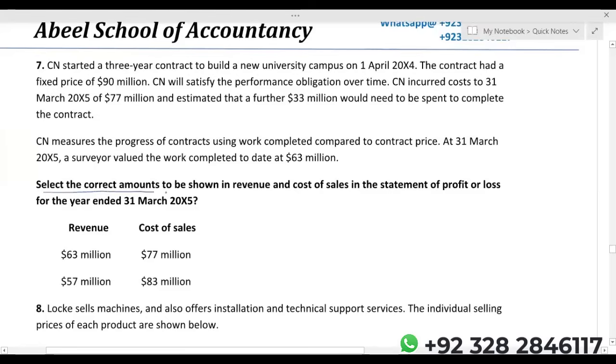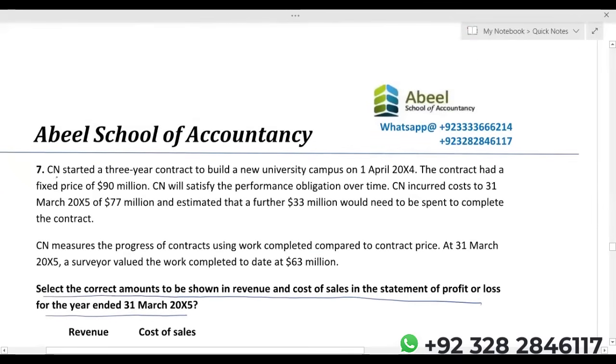Select the correct amounts to be shown in revenue and cost of sales in the statement of P&L for the year ended 31st March X5. Let's see. CN started a 3-year contract to build a new university campus. On 1st April X4, the contract had a fixed price of 90 million.